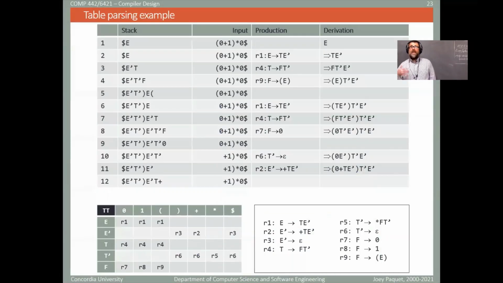So if you peek at a certain point in time, let's say, for example, here I have t on top of the stack and I have 0. I go to the table, t0, to find R4. R4 is this here. So I'm going to pop the t from the stack and replace it by t prime f. So I've essentially done a substitution. I have done here one derivation step in the proof that proves that this program is valid according to the grammar. So you see, that's what I have here.